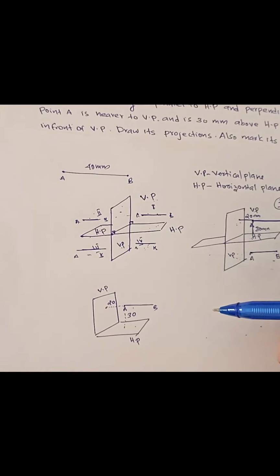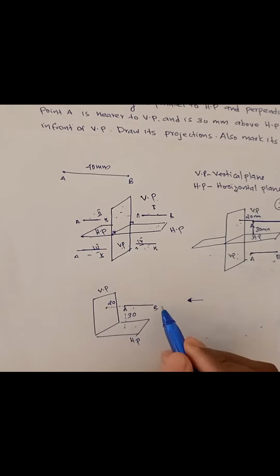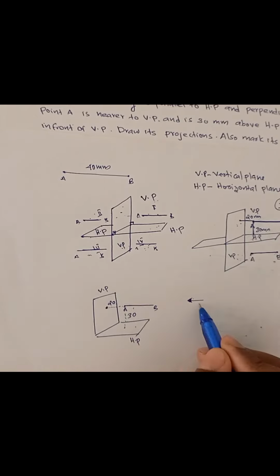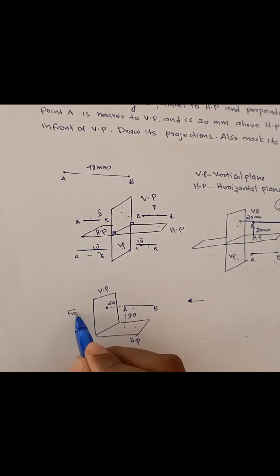Next we have to draw the projections. So suppose we are looking from this side. Here this is our point. From this side we are looking. This front view must be in the VP. The projection will be in the VP. So it is perpendicular to VP. That means you get a projection of this line. It's a point, right? When you are looking from this side, we only see a point, right? Because it is perpendicular to VP. This is the front view. Front view will be in the VP.